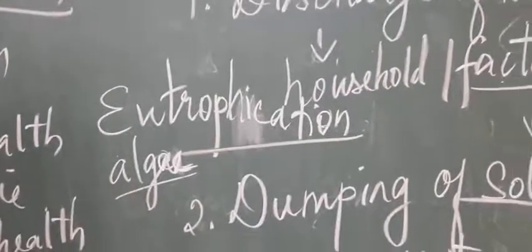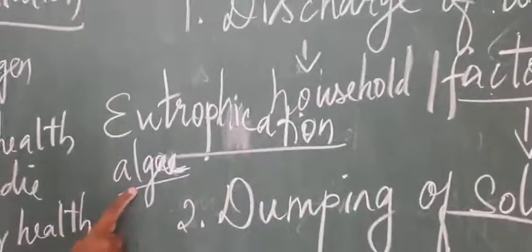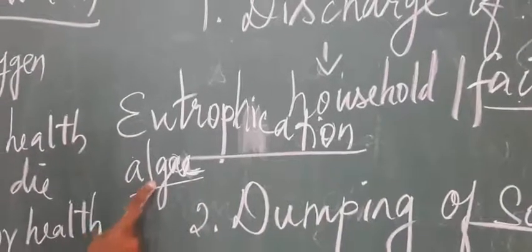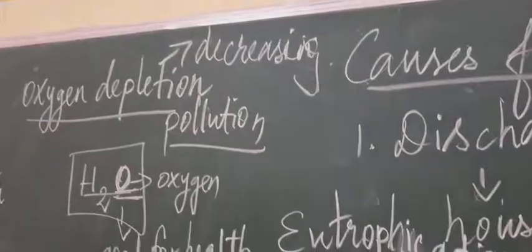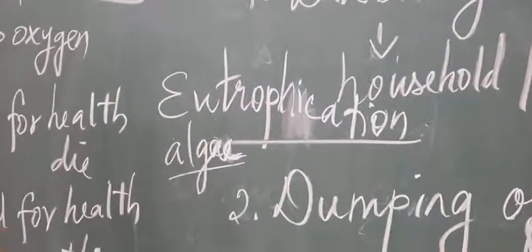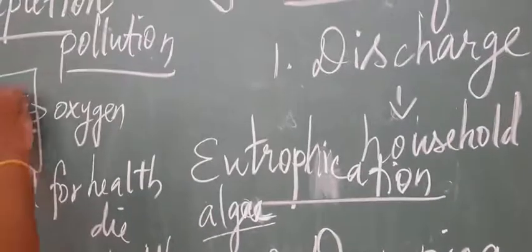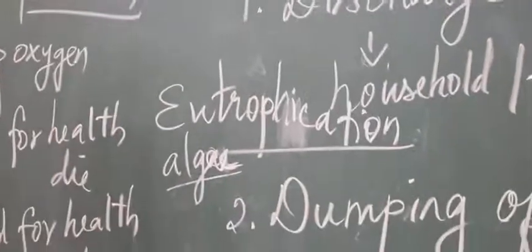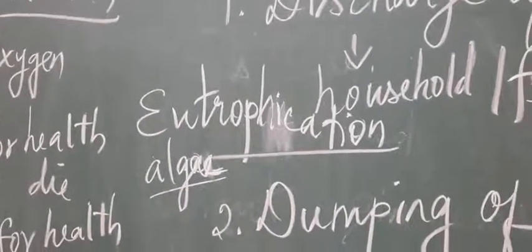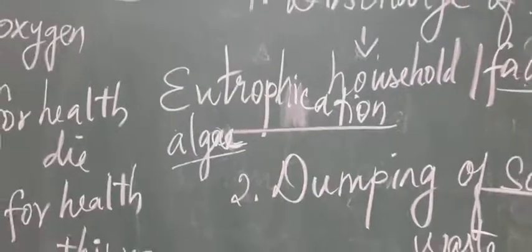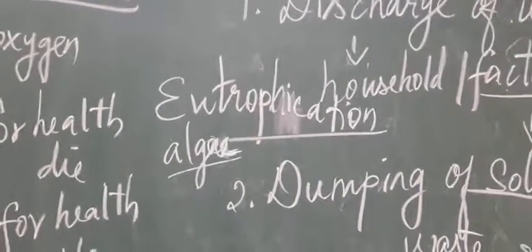So those algae will increase. So the increase in the algae brings a decrease in oxygen, oxygen depletion. It consumes all the oxygen, so the oxygen contained in the water will be depleted. So this also brings water pollution. And then we are going to see the effects of water pollution and the remedial measures in the next video.